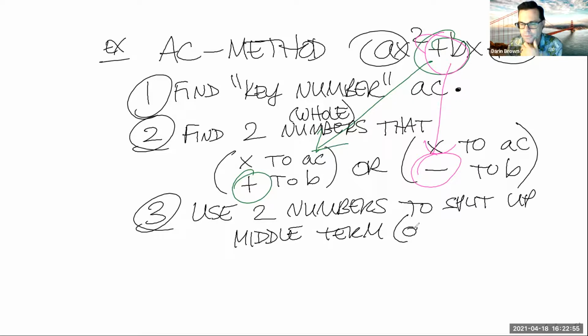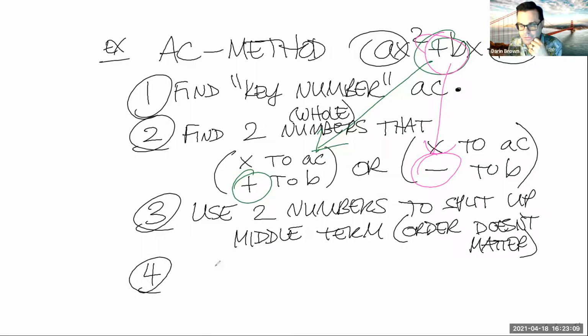Doesn't matter what order. If you do this correctly, then either order should work. Okay, now you've got 4 terms. Now we factor by grouping. And that's it, you're done.